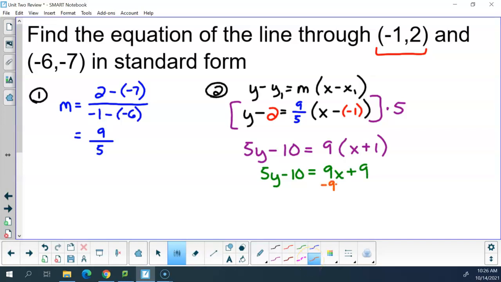Subtract 9x, because Glory told us that we had to have x and y on the same side. That's moving it to the left. And at the same time, I'm going to add 10 to both sides to get the numbers all on the other side. So that would give me negative 9x plus 5y equaling 19.